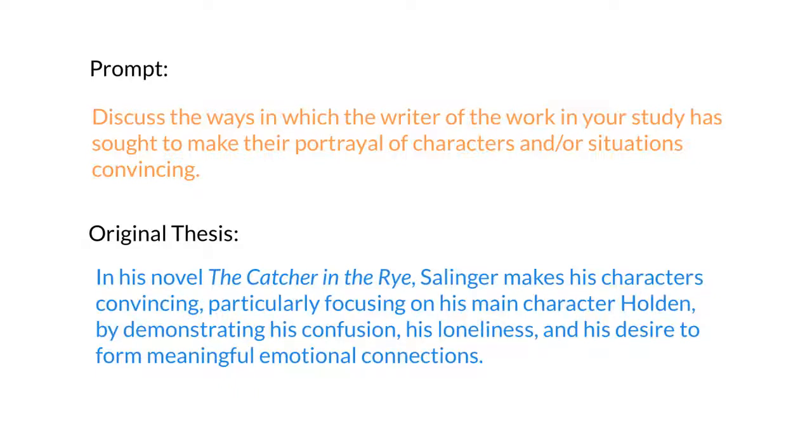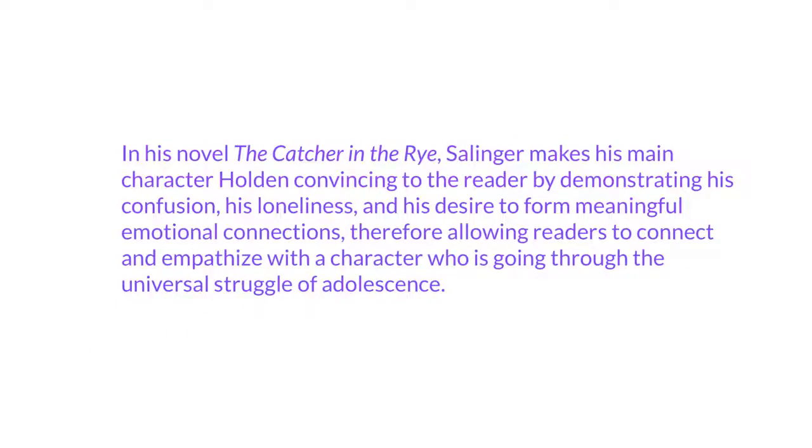This original one answers the prompt, but it's kind of boring. I don't know why I should care about whether or not characters are convincing. So let's add to it. In his novel, The Catcher in the Rye, Salinger makes his main character Holden convincing to the readers by demonstrating his confusion, his loneliness, and his desire to form meaningful emotional connections, therefore allowing readers to connect and empathize with a character who is going through the universal struggle of adolescence.